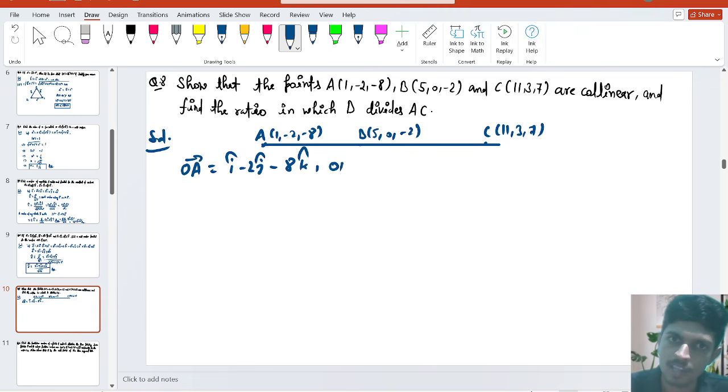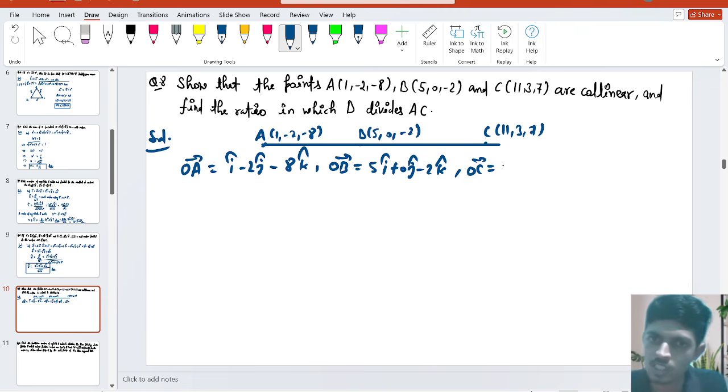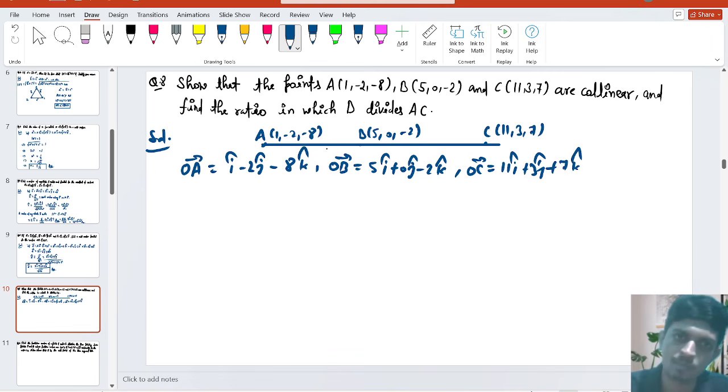And this is the position vector of point B: 5i cap plus 0j cap minus 2k cap. And this is the position vector OC: 11i cap plus 3j cap plus 7k cap. Now just find the vectors AB, BC and AC. AB is what? Vector OB minus vector OA.